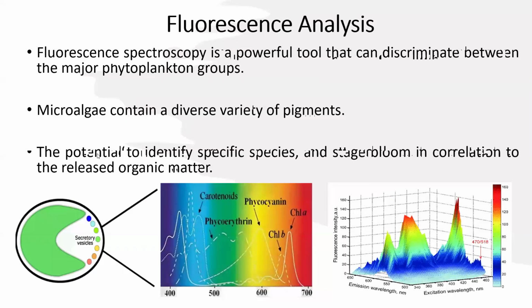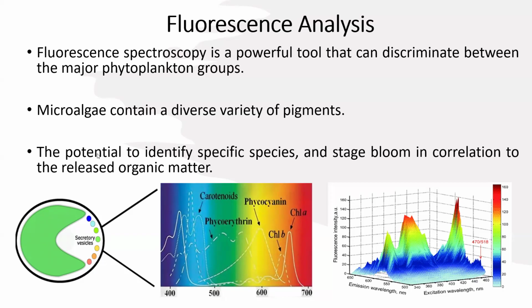Now, fluorescence spectroscopy is a powerful tool that can be used to discriminate between major phytoplankton groups. Compared to traditional methods used in harmful algal blooms monitoring, which require sample collection, expensive equipment, and technically trained staff, these may include morphological-based analysis or molecular techniques.